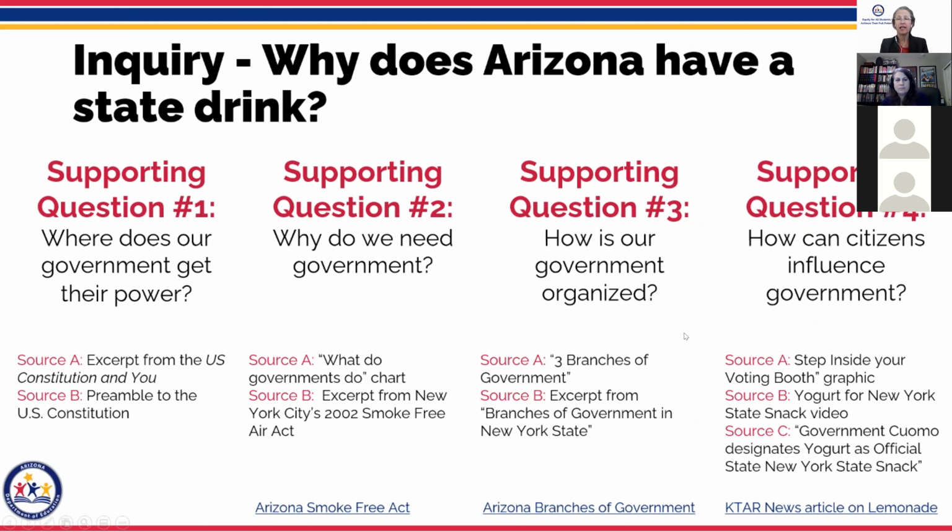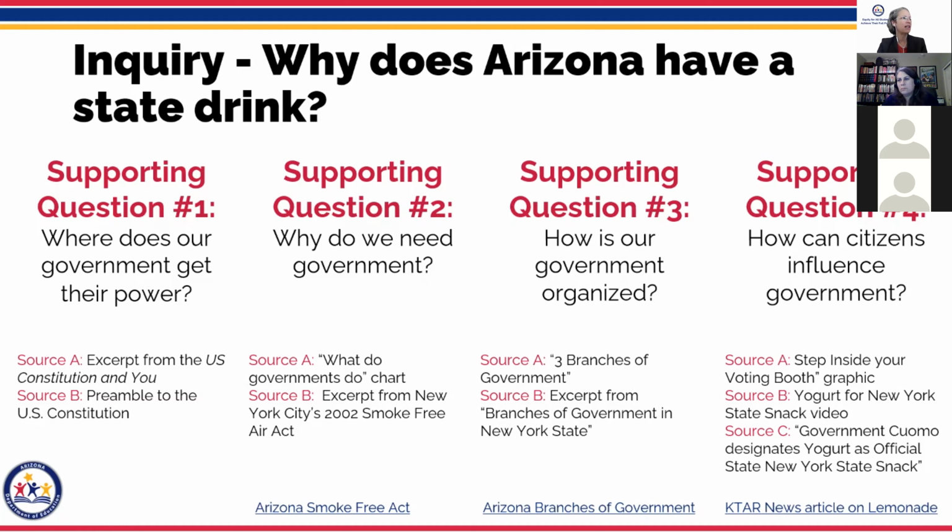After you have kids brainstorm reasons why we would need an official state drink, here are the supporting questions. The C3 inquiries typically have anywhere between 3 and 4 supporting questions that really help you analyze and answer that final question. Supporting question number 1 is, where does our government get their power? In this case, you have an excerpt from the US Constitution, which is nice. All the C3 inquiries have excerpted things down. And then the preamble for the Constitution. So in this case, the New York inquiry fits perfectly. We can do the same thing for Arizona.